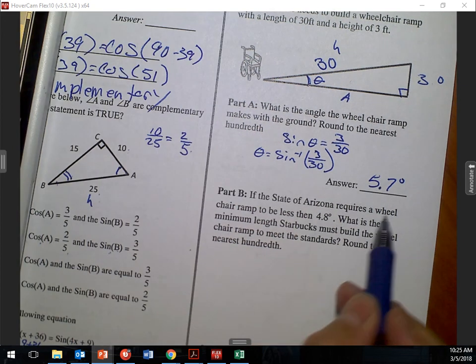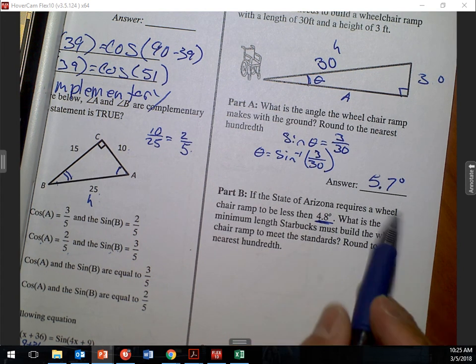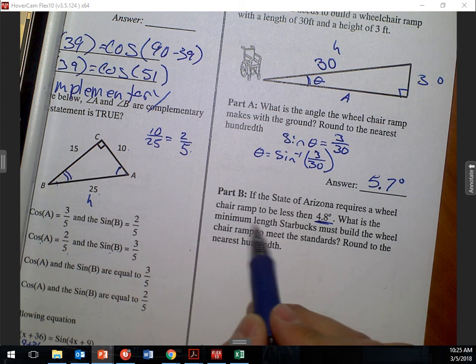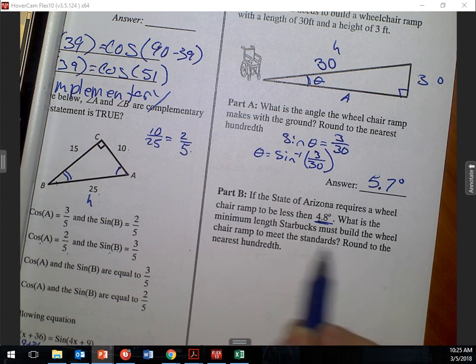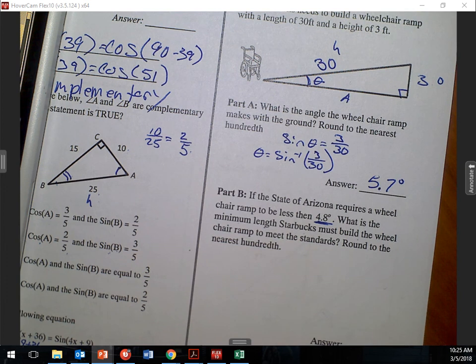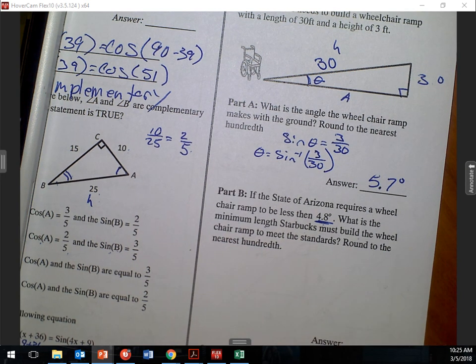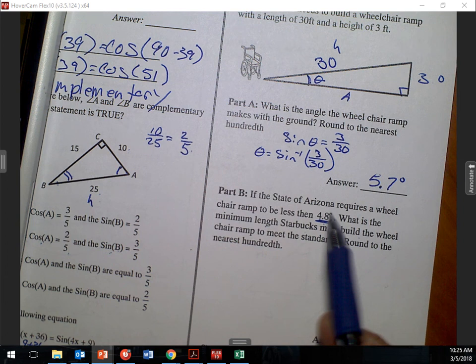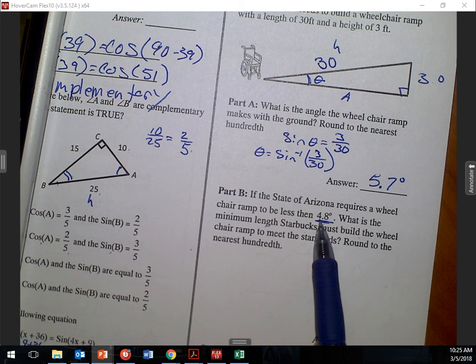The State of Arizona requires a wheelchair ramp angle to be less than 4.8 degrees. What is the minimum length Starbucks must build the wheelchair ramp to meet the standard? Round to the nearest 100th. So, is this ramp too steep? Yes, for someone in a wheelchair trying to go up a steep hill, it's a pain. So they made a standard, no more than that. This one is too big, right? So that means it has to be a certain number.